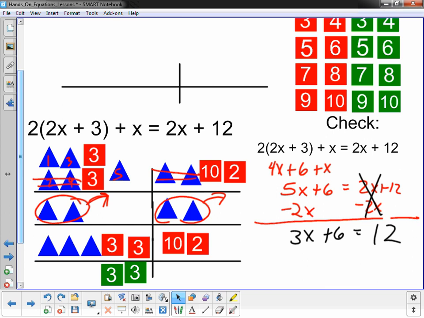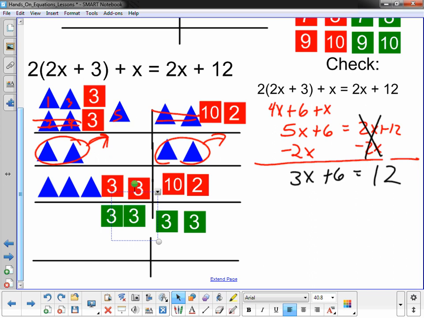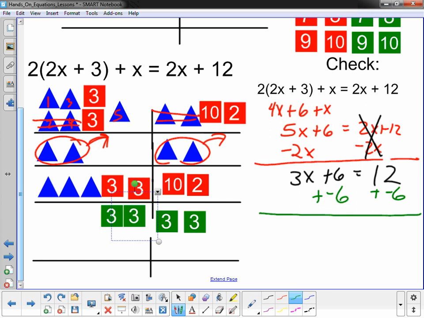But if I add 2 green 3's to that side, I've got to add 2 green 3's to this side. That's what I would have to do. Well, what are the green 3's? The green 3's are negative 3's, so I've really added a negative 6 to both sides. Or you can think of it as I subtracted 6 from both sides.